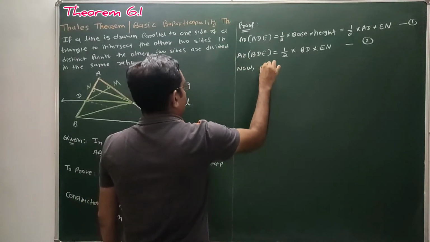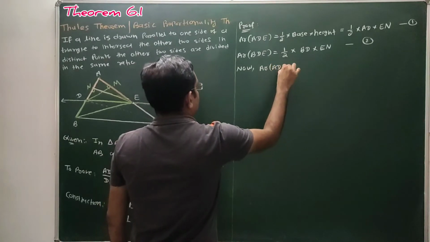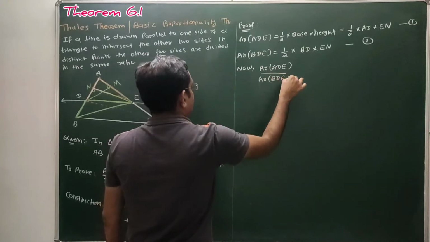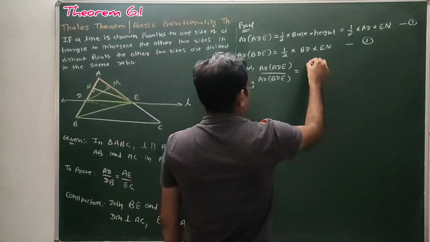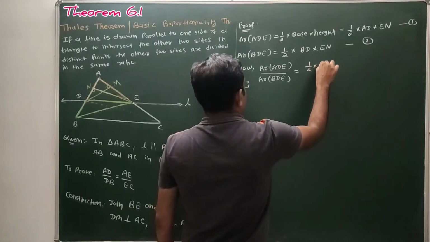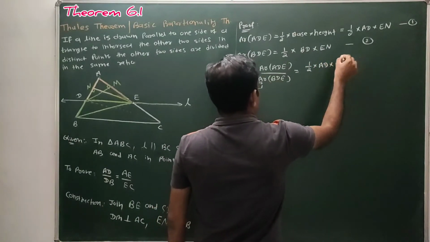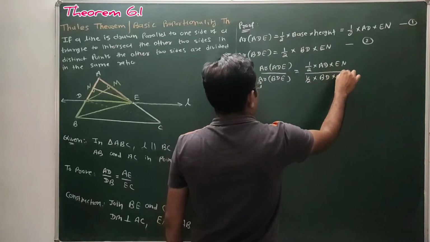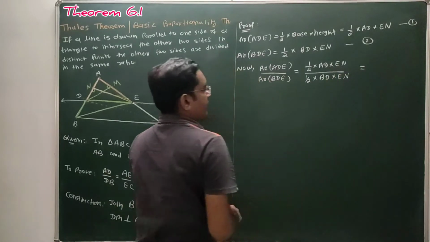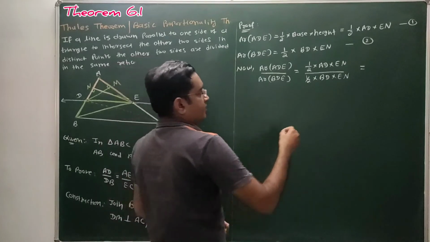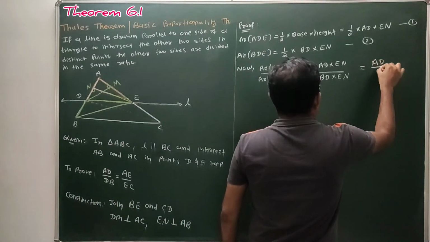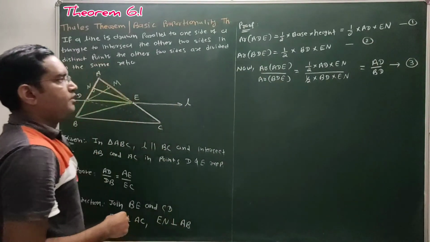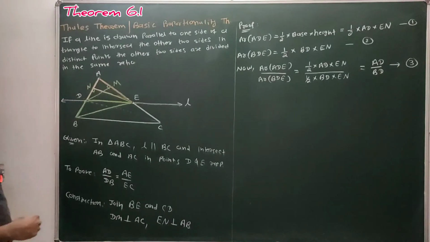Now consider the ratio of the areas of both triangles. Which one? Area of triangle ADE upon area of triangle BDE. So this is equal to 1/2 into AD into EN upon 1/2 into BD into EN. So what is the simplification? 1/2 cut, EN cut. So that will be equal to AD upon BD. Say this one is the result number 3. Done. So this is about these two areas of triangles.